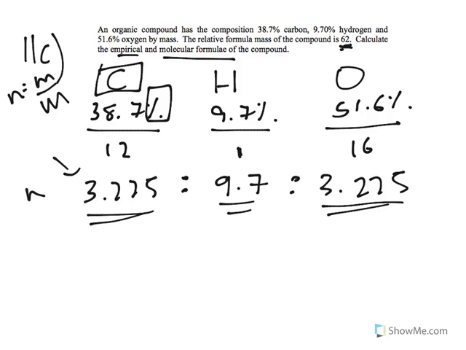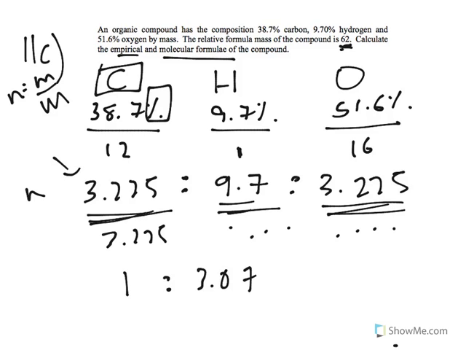So in this case, what I usually do is I divide by the smallest number. So in this case it's 3.225. So you divide everything by 3.225. Again, 3.225 divided by 3.225 gives 1, then 3.0077 whatever, to 1. Now this is approximately 3.